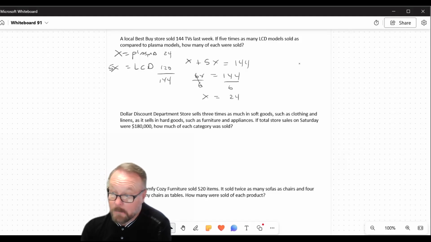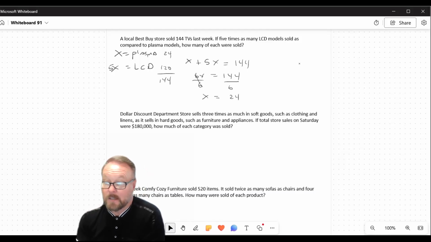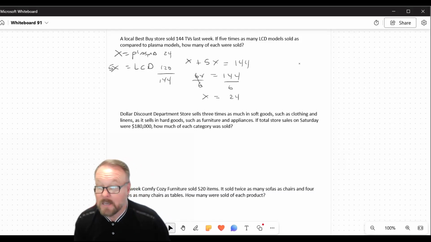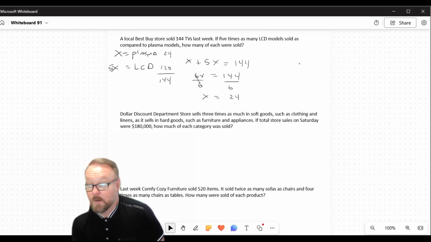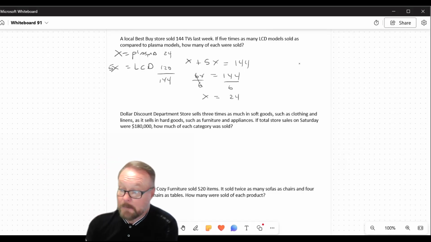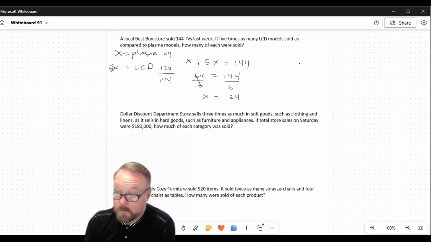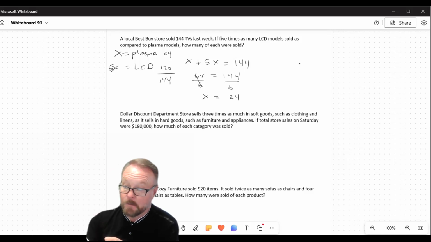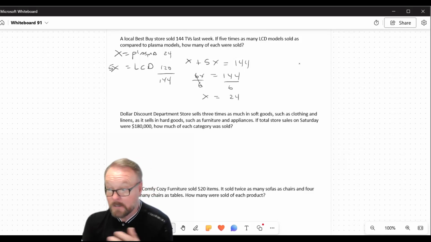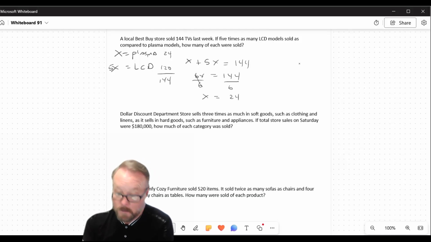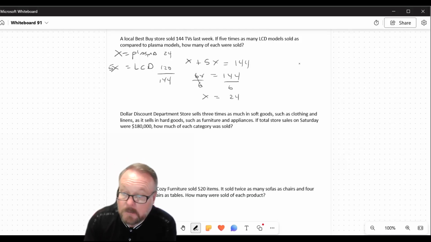All right, a dollar discount department store sells 3 times as much in soft goods, such as clothing, linens, as it sells in hard goods, such as furniture and appliances. If the store's sales on Saturday were 180,000, how much of each category was sold? So 3 times as many soft goods as hard goods. Since a number is tied to soft goods, we're not going to use that as our base, but hard goods is the base. That's what it's starting with. So we're going to say hard goods equals X.